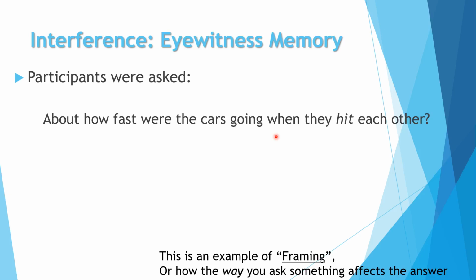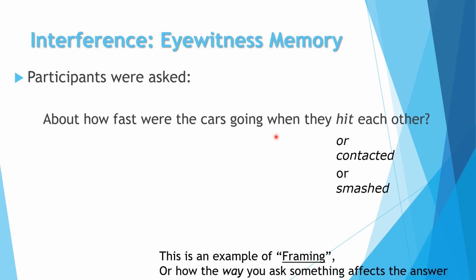Now, some people were asked how fast the cars were going when they hit each other, but other people were asked how fast were the cars going when they contacted each other, or how fast the cars going when they smashed each other. The trick to this experiment is that the people who were asked about the cars that contacted each other usually said that the cars weren't really going that fast. People who were asked about when the cars smashed each other usually said the cars were going faster. Now, everyone saw the same video, so in this case, the phrasing of the question affects the ways in which people answer the question. This is called framing.